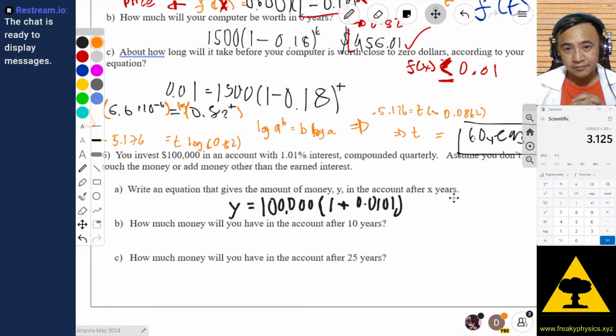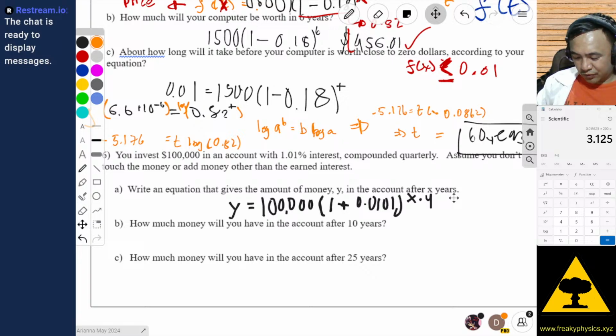Quarterly compound. So you get your interest quarterly. So how many interest periods do you have in a year? Because of that, 4. So you multiply your exponent by 4 in this case. So x times 4. That's it. All right.